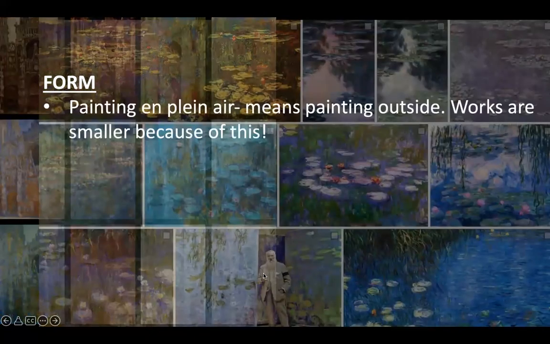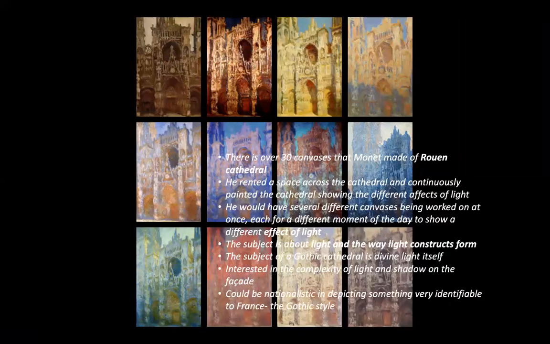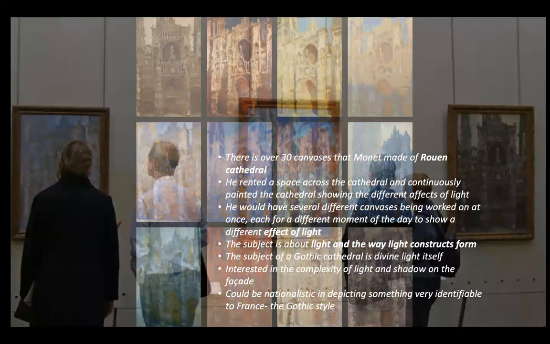All right, he's painting en plein air. Typically works are going to be smaller because of this. And these are his cathedrals. So there's over 30 canvases that Monet made of Rouen Cathedral. He actually rented a space across from the cathedral and continuously painted the same cathedral, showing the different effects of light. He would have different canvases going on at the same time, one for a different moment of the day to show the different effects of light. So his artwork is about light and the way light constructs form.